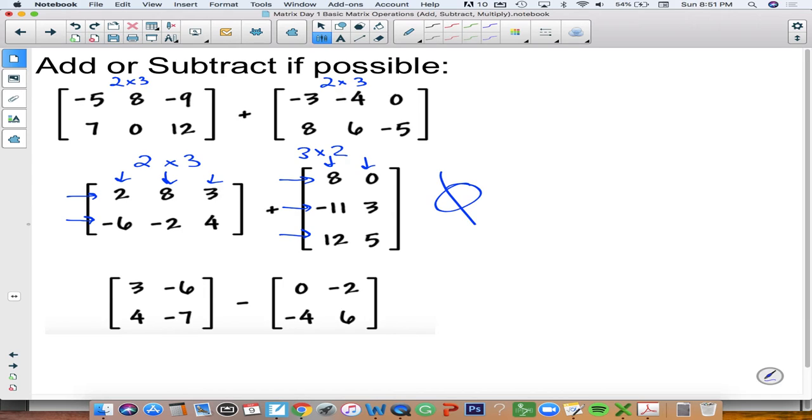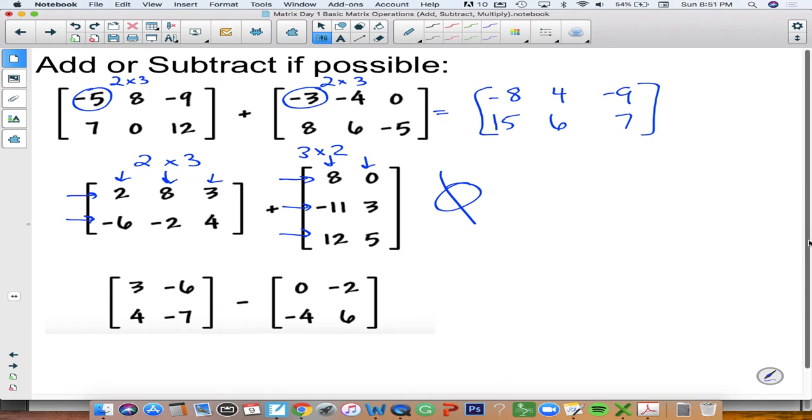But the other two, the top and the bottom one, you can do it. So let's do them real quick if you haven't already. So this new matrix it's going to give me, remember, add the corresponding pieces. Okay, so that'd be a -8, and then a 4, -9. That's going to be the right-hand side. It'd be a 15, 6, and then a 7. That's our new matrix for that addition problem.